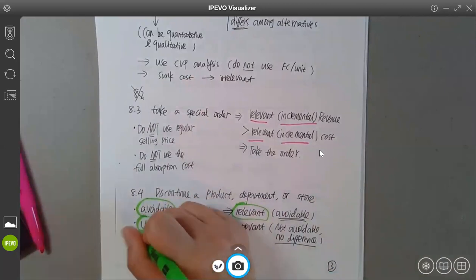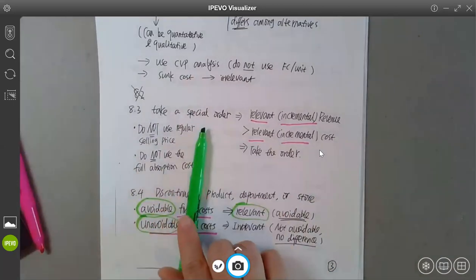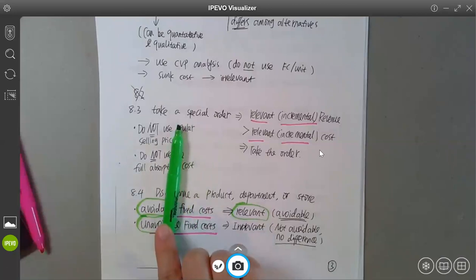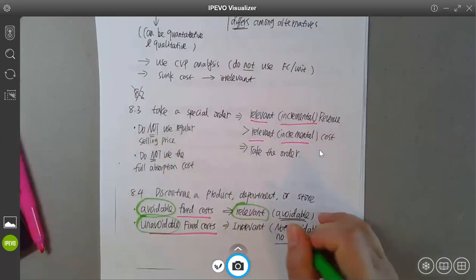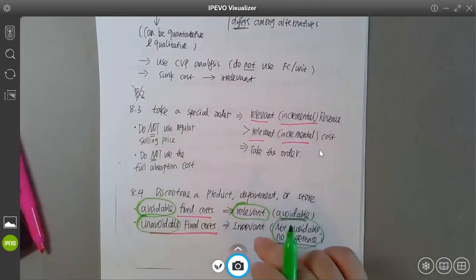The unavoidable, no matter whether you discontinue it or not, you pay $10 tax. You don't discontinue it, you pay $10 tax, because it's unavoidable. You cannot avoid a penny. There is no difference, so it's not relevant. That is the new thing here. Some students are kind of confused about whether avoidable or unavoidable is relevant. Avoidable is relevant. Okay, avoidable is relevant.